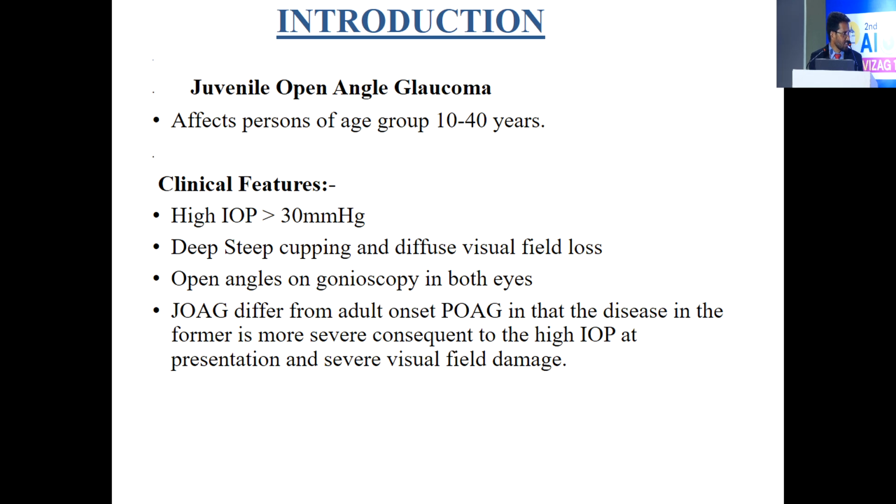And how would you differentiate that from adult glaucoma, when the patient presents? You cannot differentiate. You can differentiate, ma'am. How? That is the question. See, ma'am, JOAG patients differ from adults in onset. The disease in the former is more severe, consequent to the high IOP at presentation and severe visual field loss. Okay. All right. Thank you.